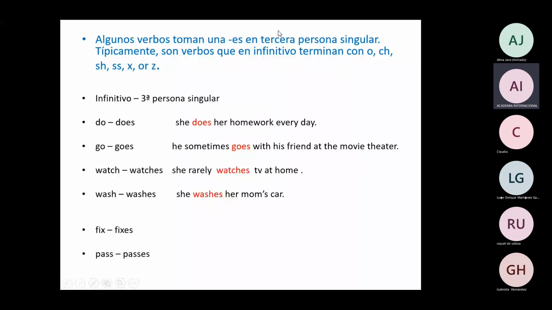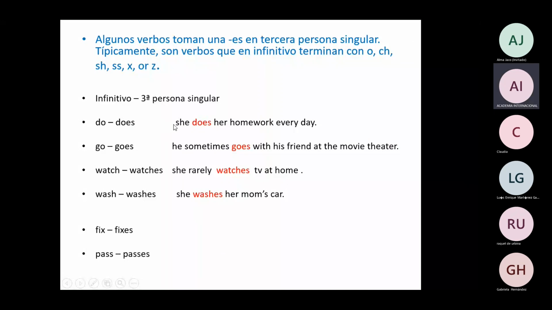Por ejemplo, eso pasa en tercera persona. Por ejemplo, he, she, and it. Típicamente son verbos que en infinitivo terminan con O, CH, SH, SS, X, Z. Por ejemplo, aquí tenemos uno de los más comunes, do. Eso termina en O, como dice aquí. Entonces, en tercera persona le agregamos ES, nada más. No solo la S, sino ES, does. No lo leemos do-es, sino does.